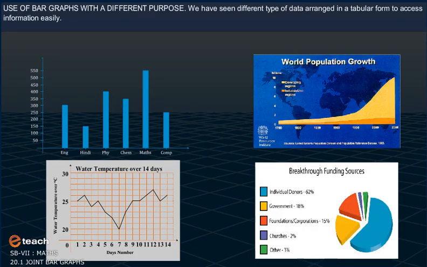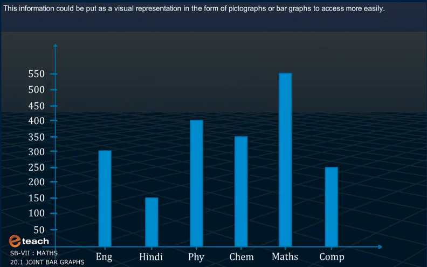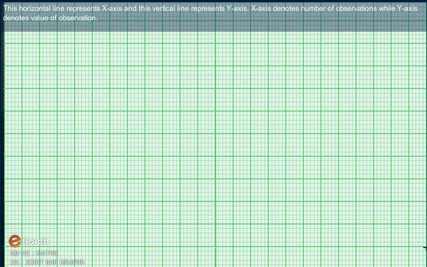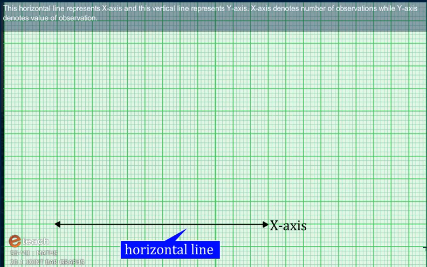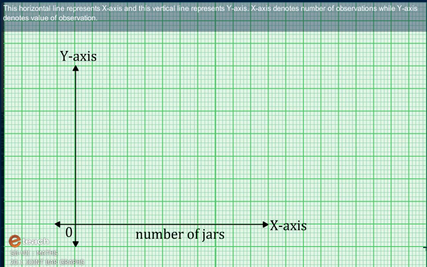Use of bar graphs with a different purpose. We have seen different types of data arranged in a tabular form to assess information easily. This information could be put as a visual representation in the form of pictographs or bar graphs to assess more easily. This horizontal line represents x-axis and this vertical line represents y-axis. X-axis denotes number of observations while y-axis denotes the value of observation.